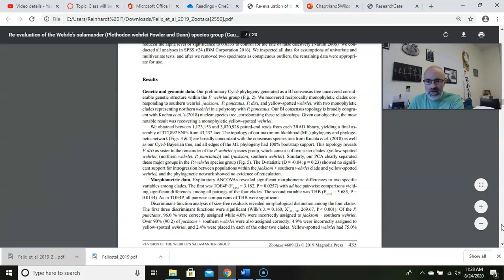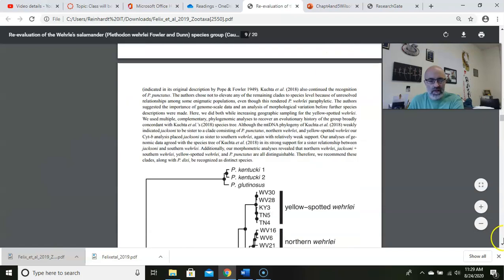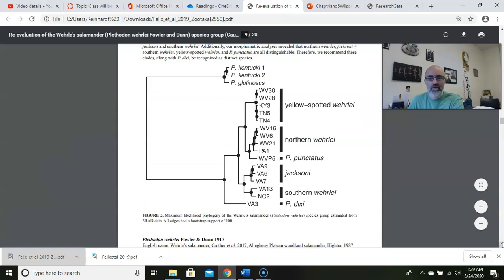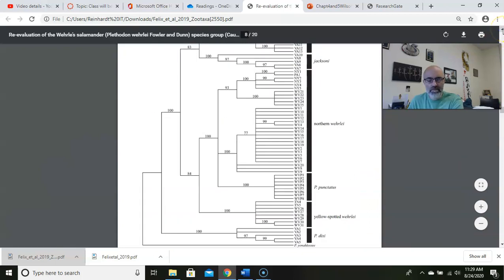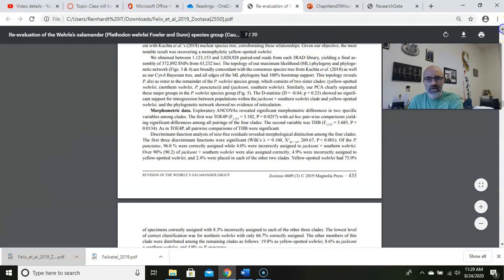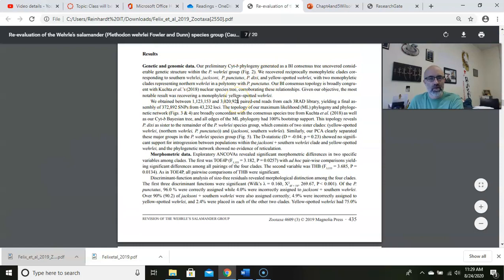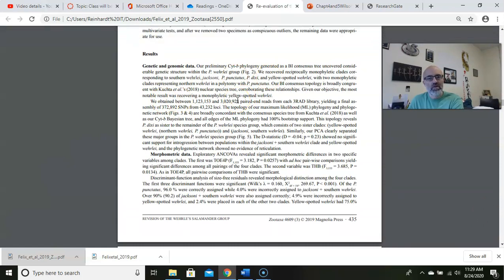And then you're going to see another description of figures 3 and 4, which show the same type of tree but generated from the genomic data. And we see again here those same 5 groups: yellow spotted whirly-eye, northern whirly-eye, punctatus, jacksoni, dixi, and then southern whirly-eye. So read through that, and match up what you're seeing here with what you're seeing in those figures. Compare the two types of trees and see how similar and dissimilar they are.